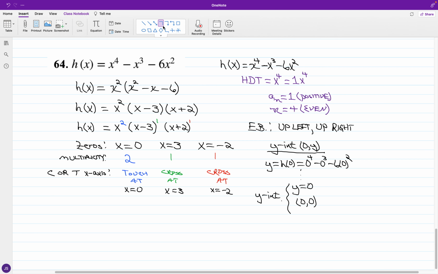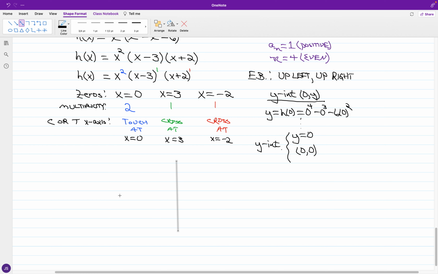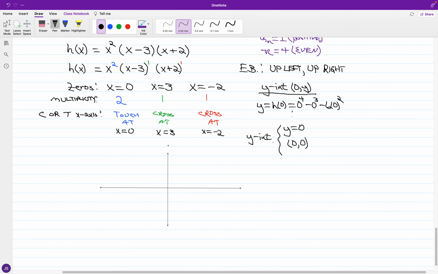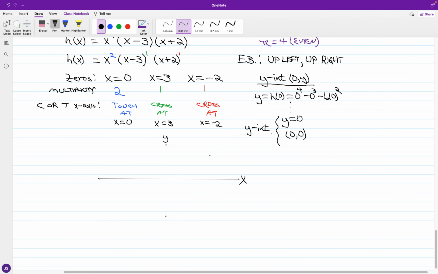Now in terms of the dynamics that we have for h of x, this time we have a trio of distinct zeros in x. So you have x at 0, also you have x at 3, and x at -2. And again, you have the y-intercept is the origin.